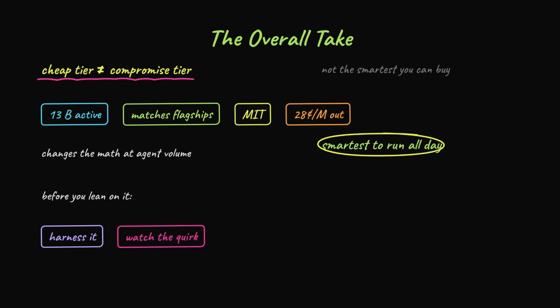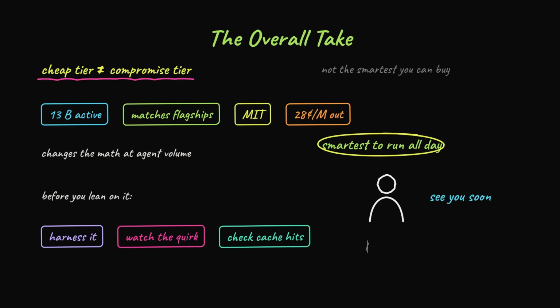Test it inside a harness, watch the iteration quirk, and check your cache hit rates because that's where the real savings live.